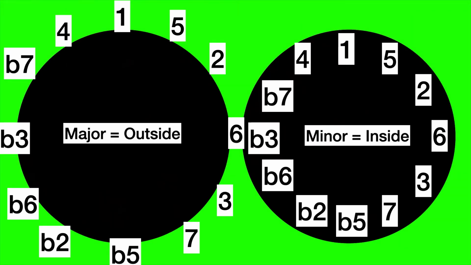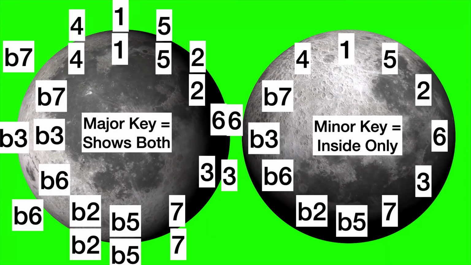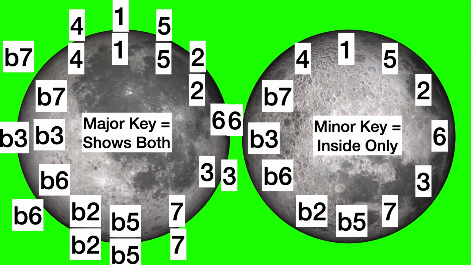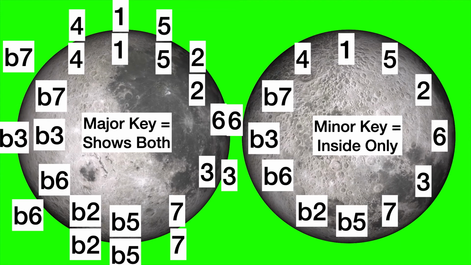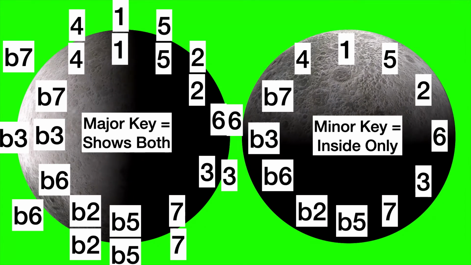So, okay, what do I have? First, I have the circle of fifths, and you can see it on the outside and on the inside. When it's outside, it's major, and when it's inside, it's minor. And then, if it's a major key, it's going to show both the outside and the inside. That looks like a lot right there. It doesn't show it all like that. But the idea is both outside and inside get shown because we can borrow from minor. If we're in a minor key, we stick to the inside ones only because we can't borrow from major.